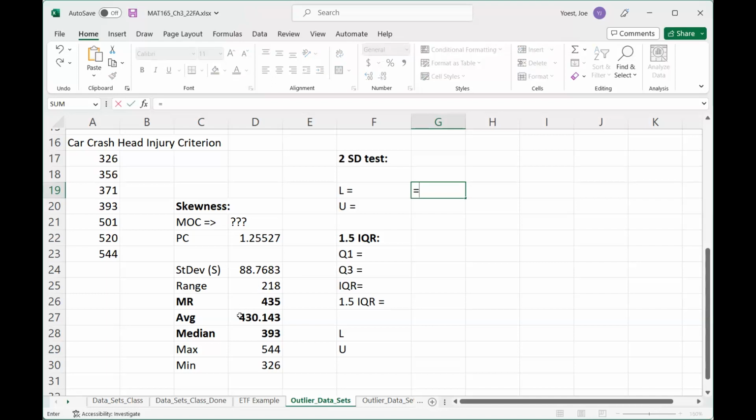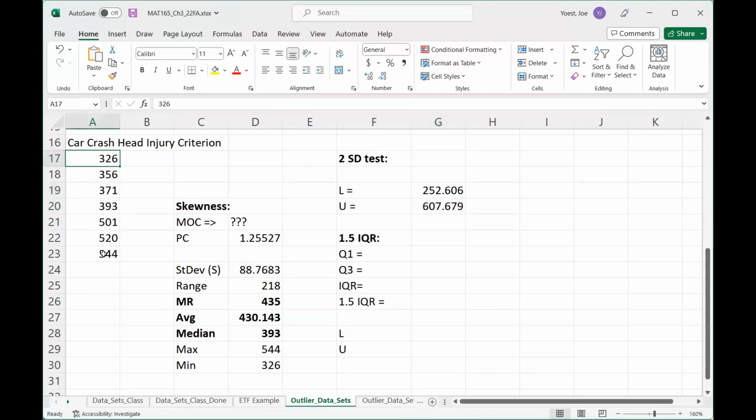So I have mean minus twice the standard deviation, and mean plus twice the standard deviation for the upper bound. Do I have any data points with value less than 252? No. Or bigger than 607? No. So the two standard deviation test would say no outliers.